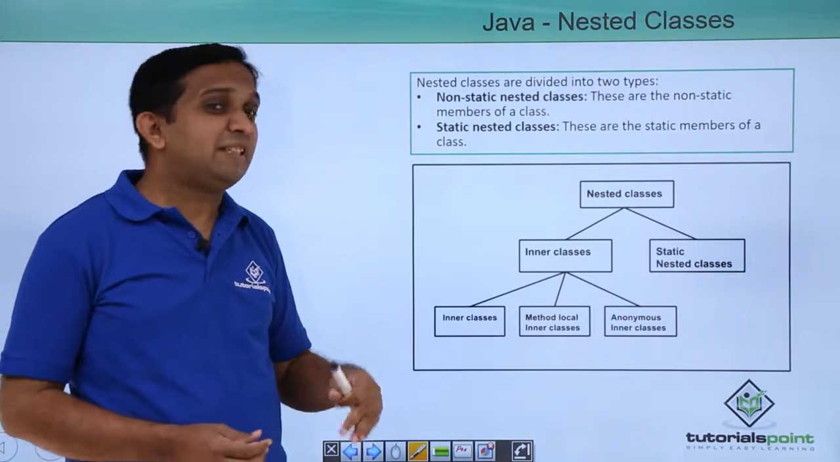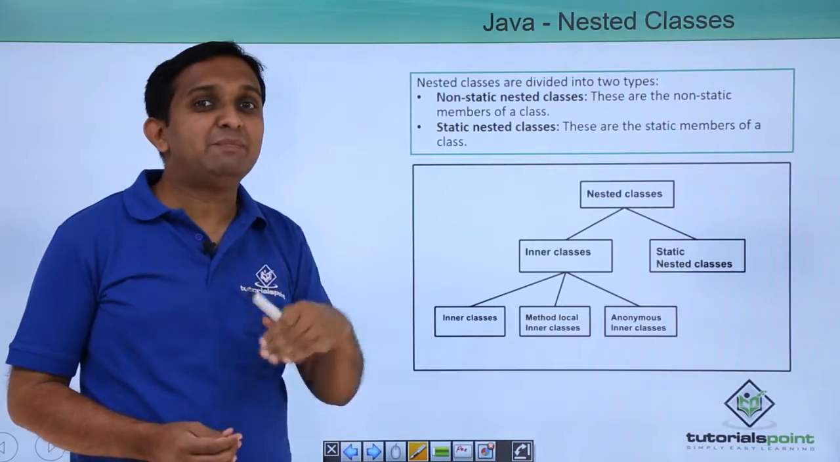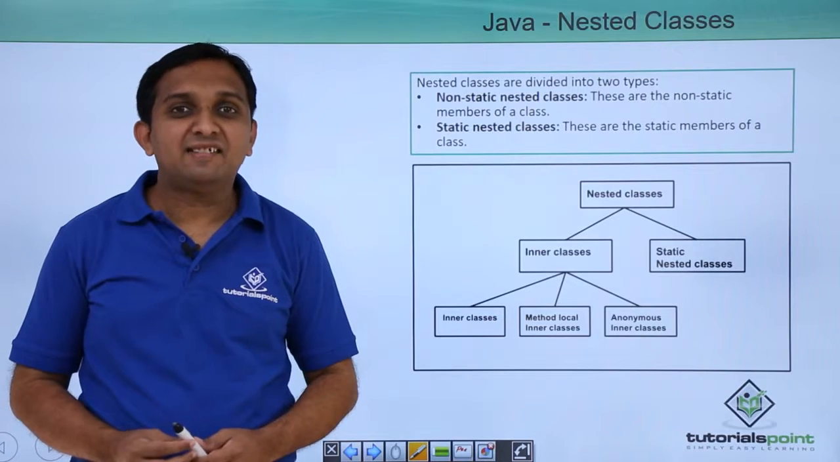Anonymous inner class can be either extended from another class or it can be implementing another interface. So this was regarding the nested classes in Java.